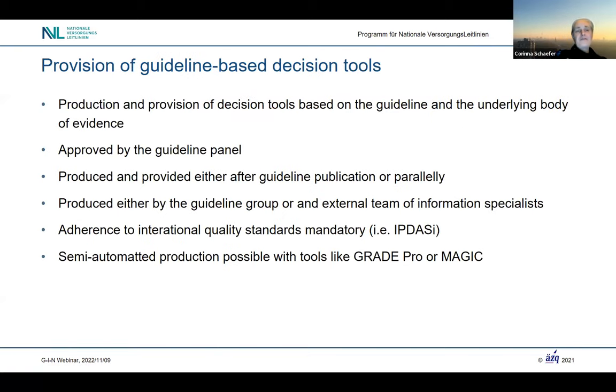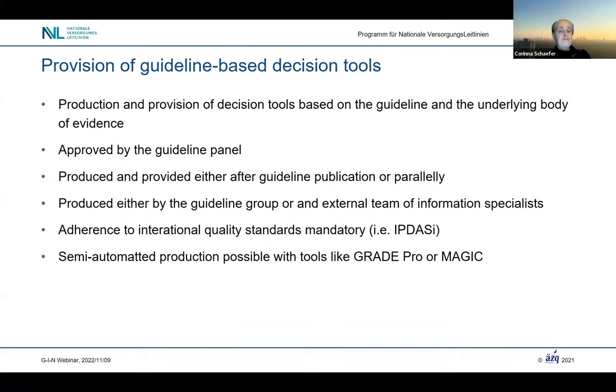Next one is the provision of guideline-based decision tools, what I said about decision aids. You can produce and provide these decision tools based on the guideline and the underlying body of evidence. This is very important that it is definitely consistent with the work you do for the guideline. We think it is important that it is approved by the guideline panel. It's not that you produce it parallelly to the guideline, but together with the guideline team, so that everyone is definitely sure what you say in the decision aid is consistent with the guideline.